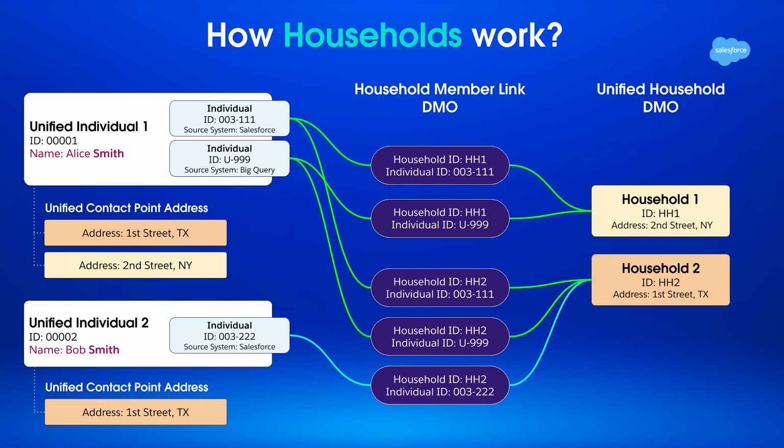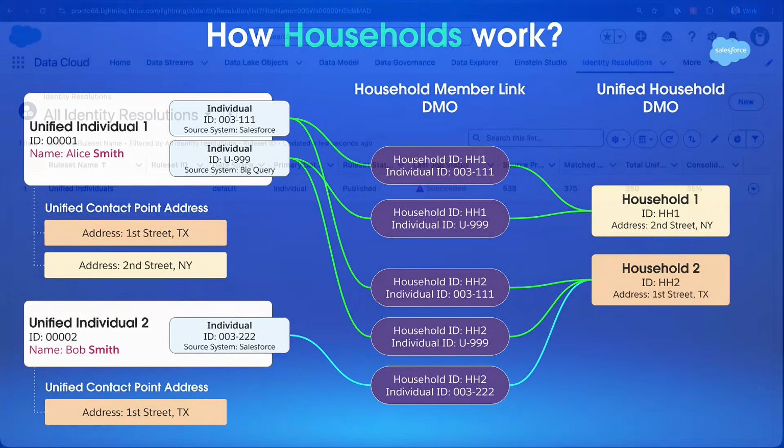that they have. An important point to remember here is that while the matching itself happens on the unified individual and unified contact point address objects, the links themselves are created to the individual records and not the unified individual records. This is an architectural decision that we have taken to make the downstream processes simple.